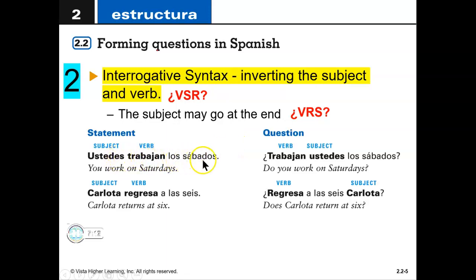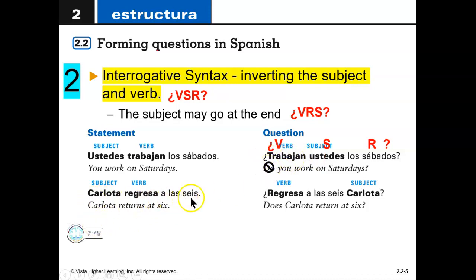Ustedes trabajan los sábados. You all work on Saturdays. We're going to make it into a question by flipping our subject and our verb and getting our verb, then our subject. ¿Trabajan ustedes los sábados? Do you work on Saturdays? Notice, there's no do. Okay? That do is not needed in Spanish. All we need to do is flip these two. Y'all work on Saturdays? No do needed.